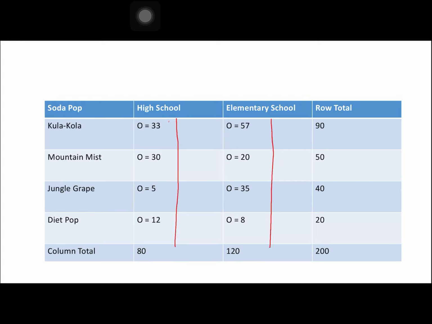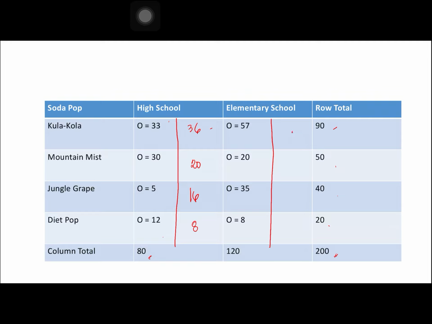Okay, so we have here for this one 80 times 90 divided by 200. So that gives us 36. Then 80 times 50 divided by 200, we have there 20. Then 80 times 40 divided by 200, we have there 16. Then 80 times 20 divided by 200, we have there 8.